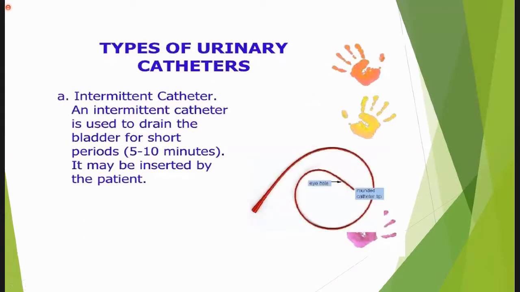Types of catheter. The intermittent catheter is used to drain the bladder for short periods, like 5 to 10 minutes. It may be inserted by the patient. It is a single-use catheter, used to obtain a urine specimen.